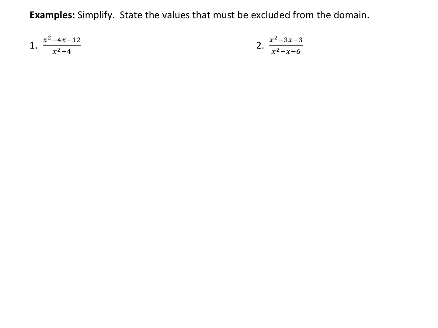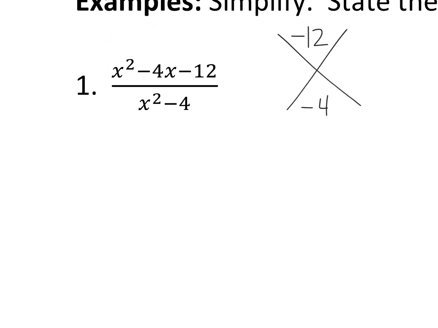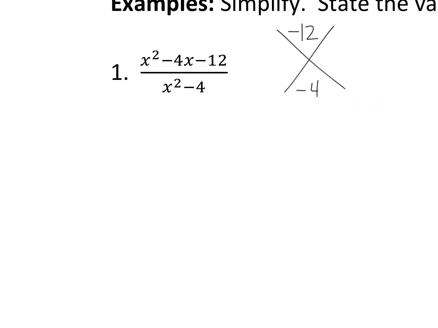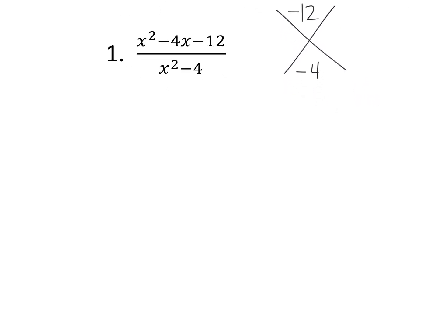So looking at this one, x squared minus 4x minus 12, how many terms does it have? 3, and there's no GCF, so we play x game. Multiplies to negative 12 and adds to negative 4. What are those 2 numbers? Negative 6, positive 2.